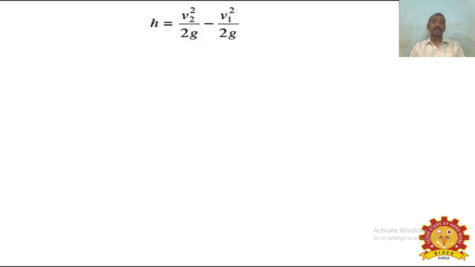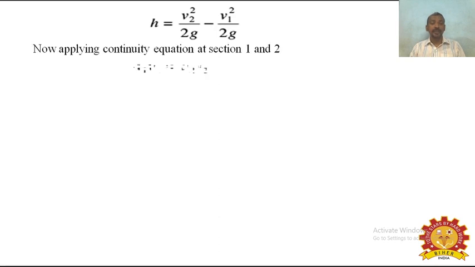Okay, now I have to calculate the value for V1 and the value for V2. Now I have to apply the continuity equation at section 1 and section 2. So Q1 is equal to Q2, where Q means area into velocity: A1 into V1 is equal to A2 into V2. So V1 is equal to A2 into V2 divided by A1. Now I have to substitute that V1 value in the above equation for H.